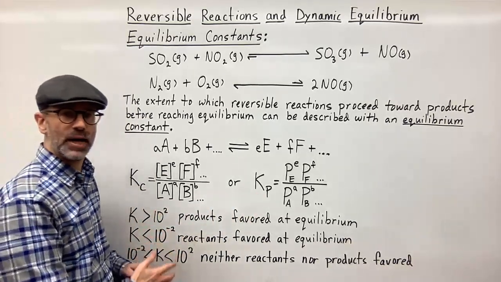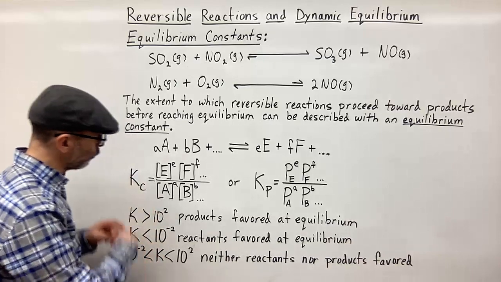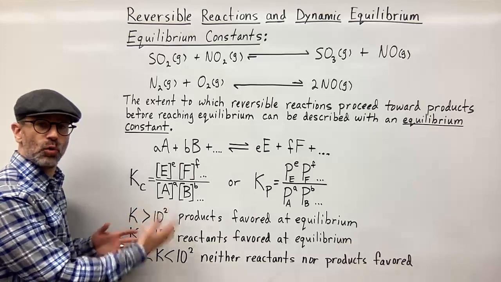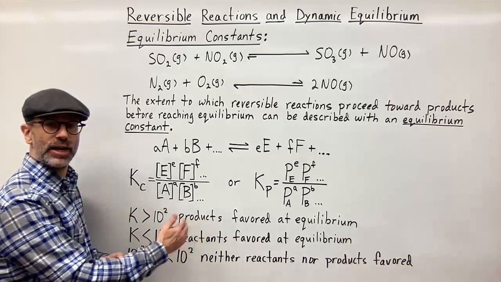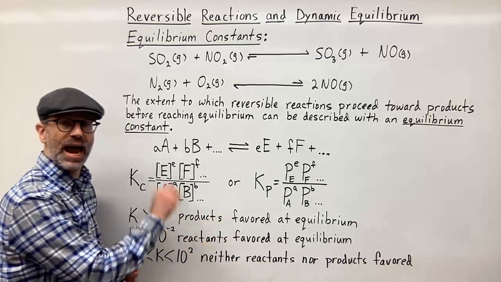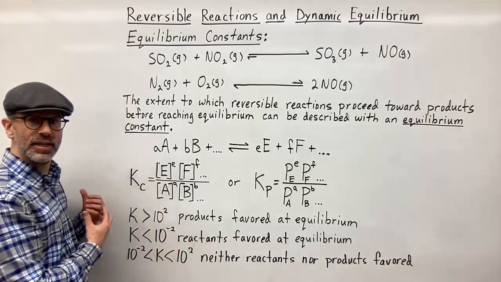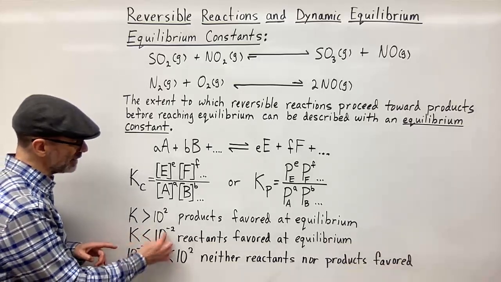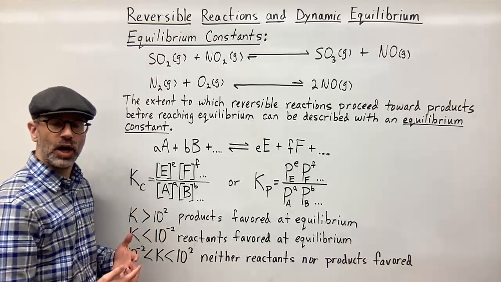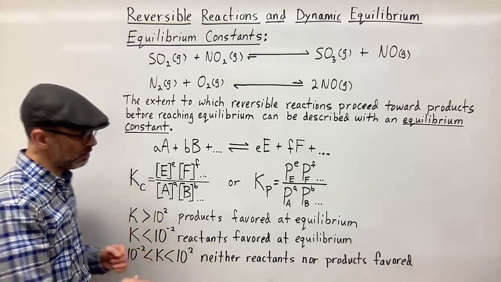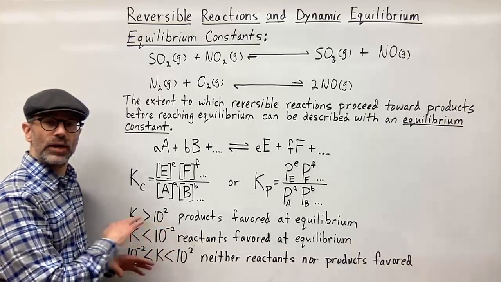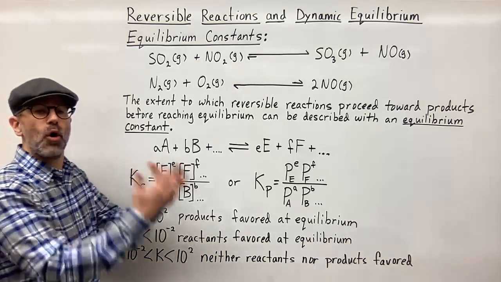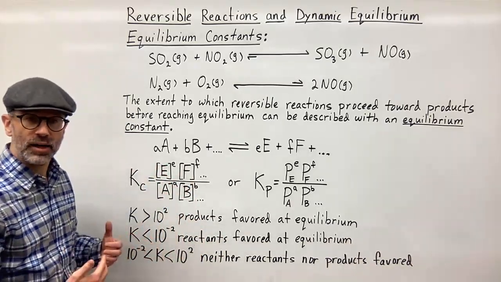Now, for the equilibrium constant, when you calculate it, if your K value is larger than 10 to the 2 or 100, that indicates that the reaction is favoring products at equilibrium. So you're going to have more products than reactants at equilibrium. If your K value is less than 10 to the negative 2, or 1/100th, or 0.01, that would indicate that the reaction favors reactants at equilibrium.